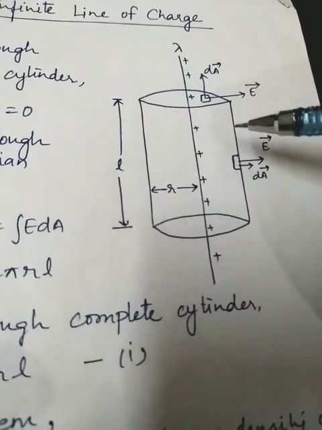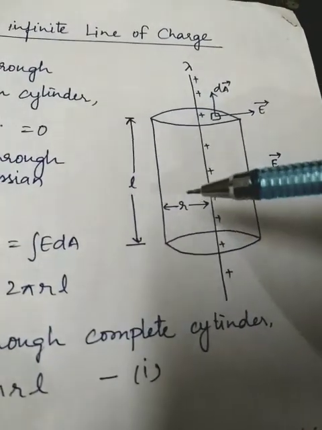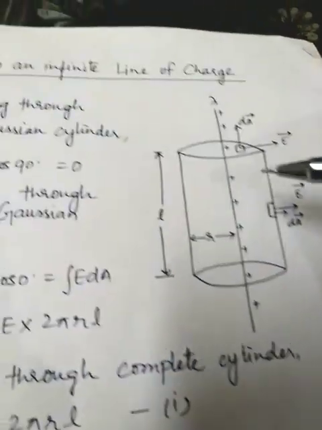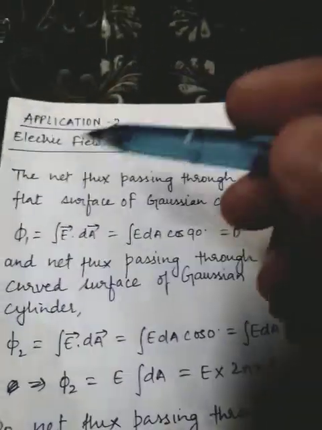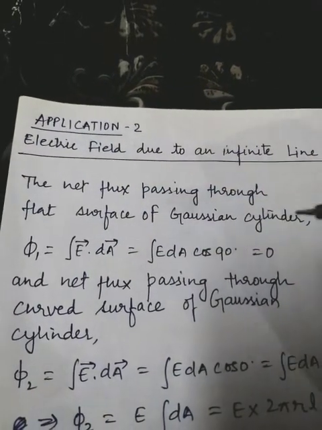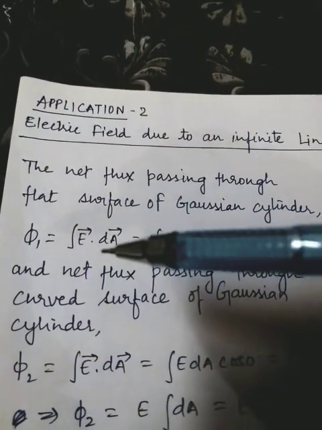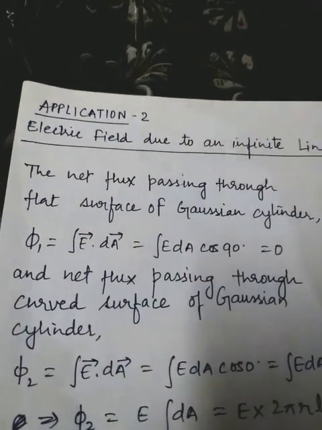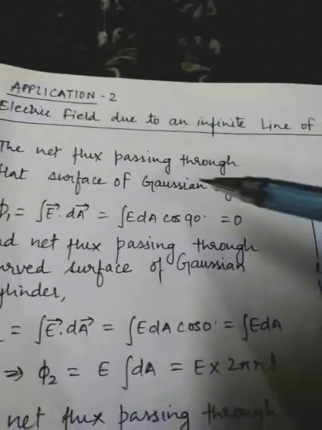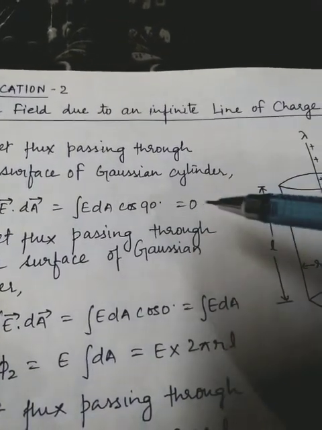And also we have to determine the intensity of electric field due to this line of charge at any point distant r from the wire, means at any point on the curved surface of this Gaussian cylinder. So let's move towards the derivation. First thing is the net flux passing through the flat surface of Gaussian cylinder. Let this flux be phi 1 and it is equal to integration E vector dot dA vector, and for flat surface I have told you that the angle will be 90 degree. So here we are using integration E dA cos 90 and the value of cos 90 is 0.